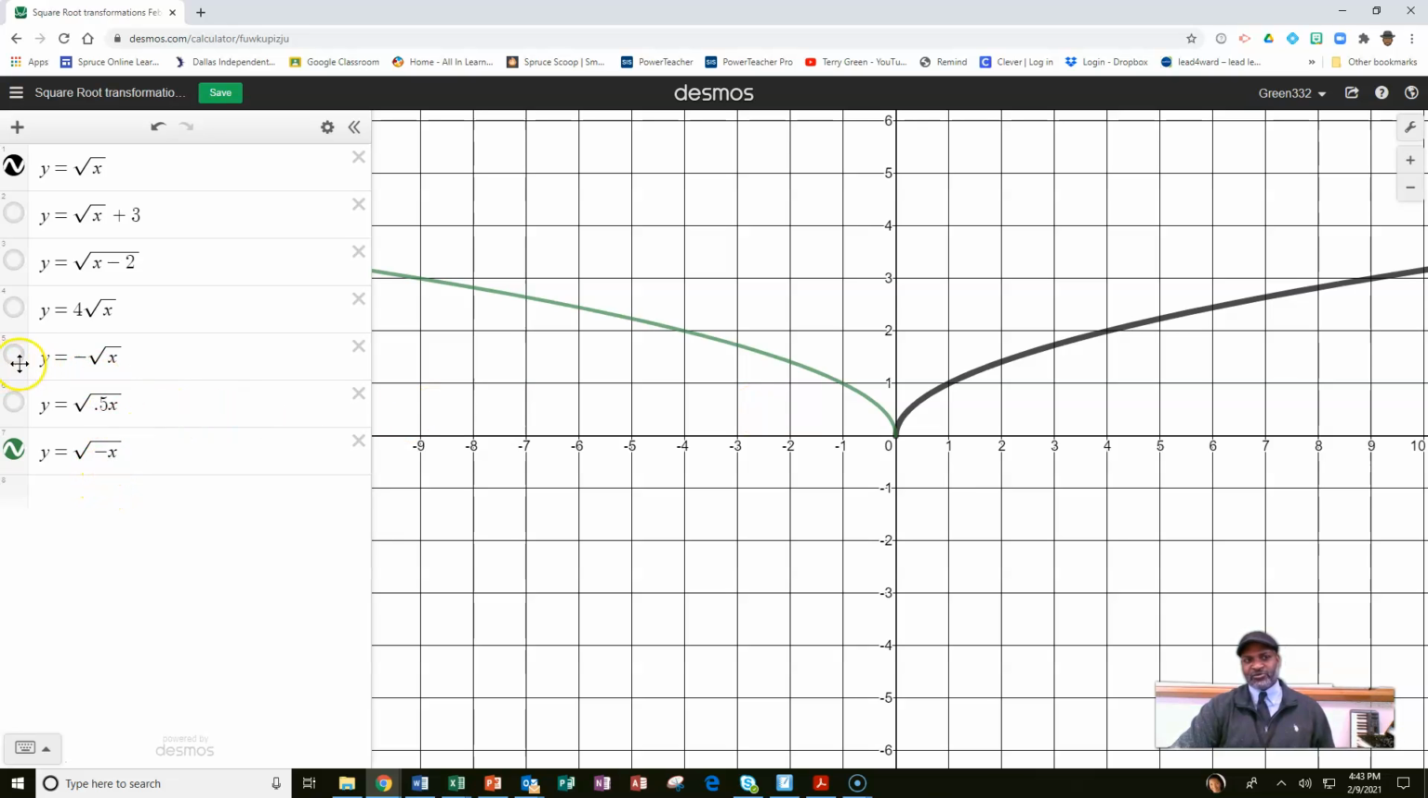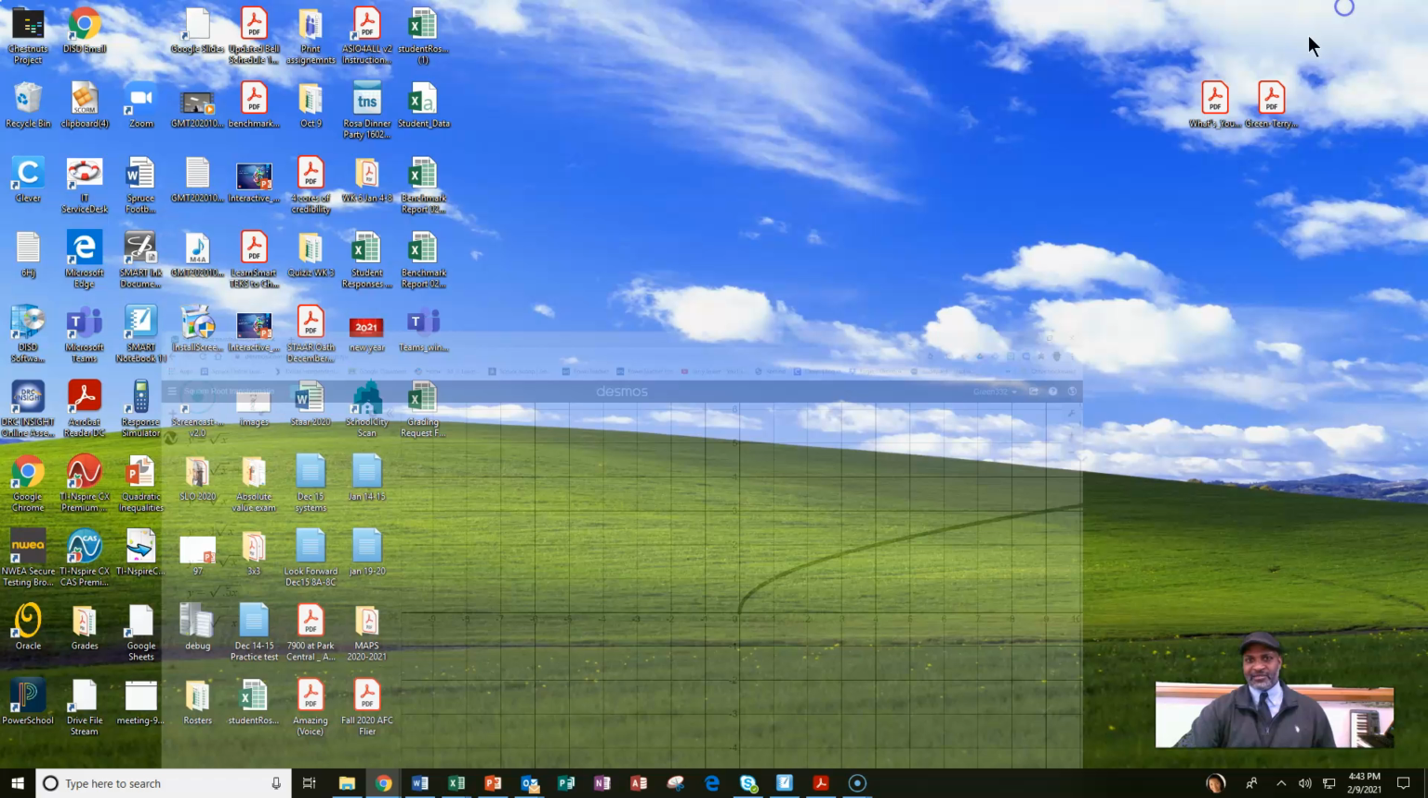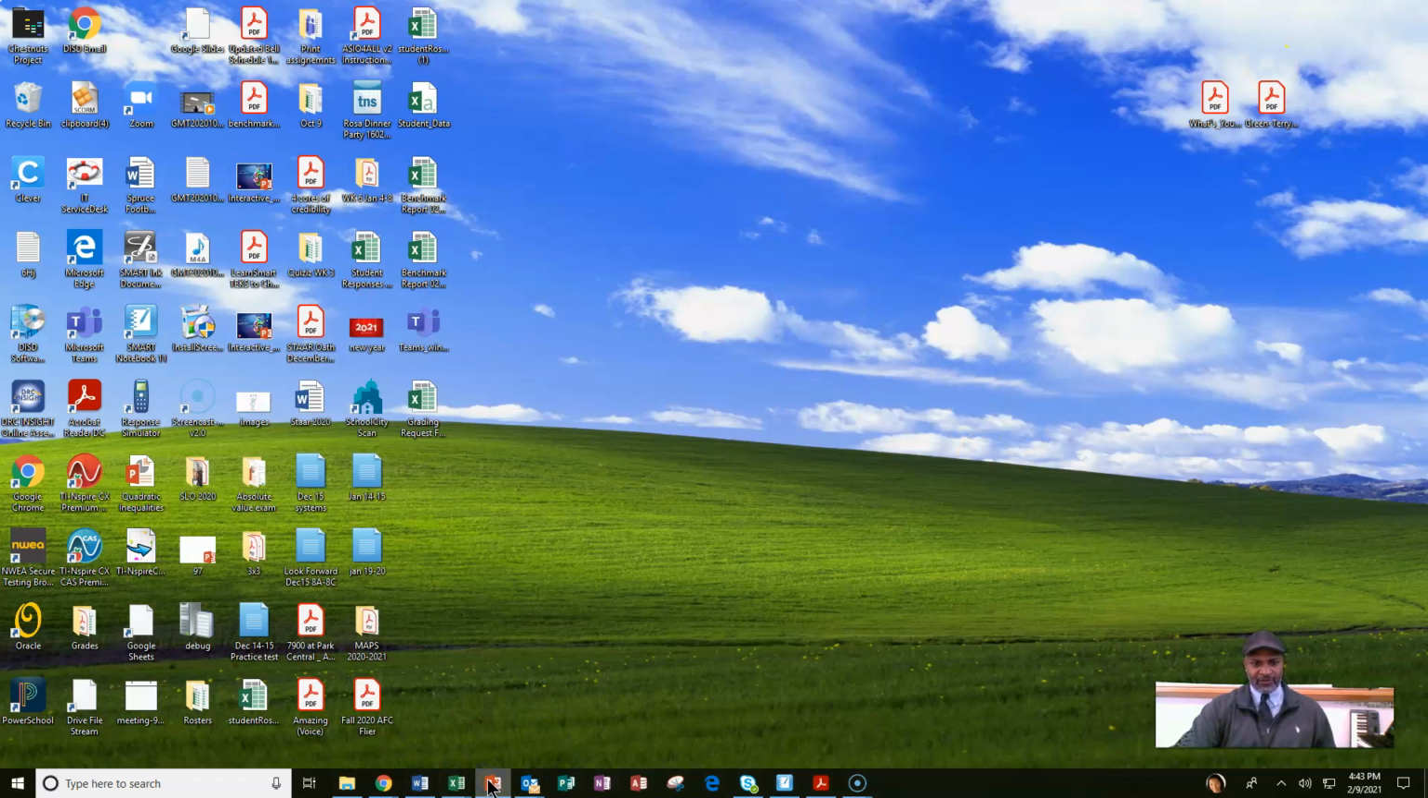Look at the difference between the vertical and the horizontal. You might need to pause the video. This top one, y equals negative square root of x, is a vertical reflection. But the green one is a horizontal reflection. Okay, I just want you to see the difference in those. So that's basically an explanation of that slide. So let's get back to where we were.